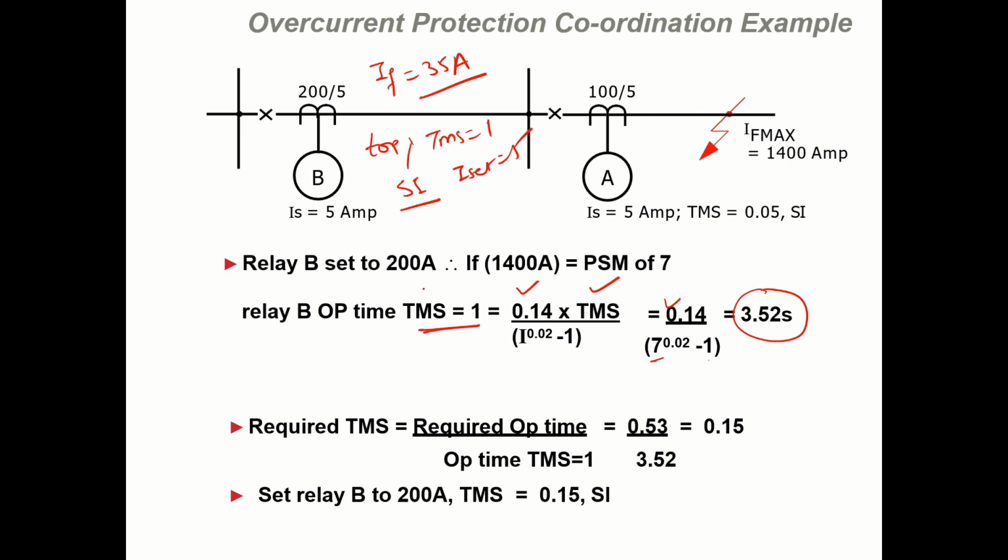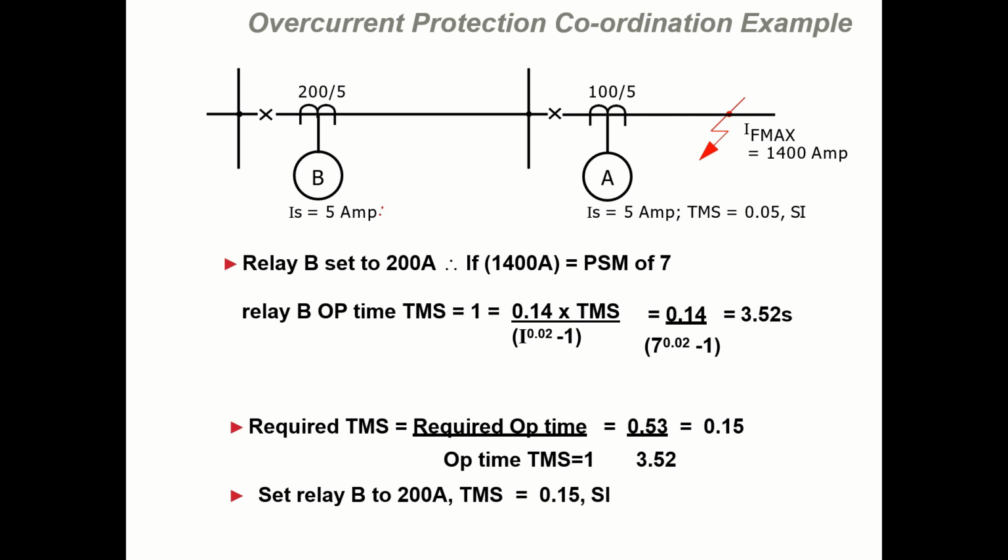But what is the actual time of operation required? Actual time of operation required is 0.53. So the required TMS will be 0.53, that is the time of operation required, divided by the operating time at TMS 1, that is 3.52. So it will come out to be 0.15. So for the coordination, this relay will have a standard inverse with TMS equal to 0.15. So now if you draw the characteristic of suppose relay A, so if this is my relay A, the relay B will be like this because it will also be the standard inverse and this time is your 0.4 second.